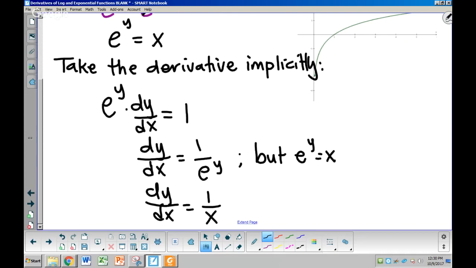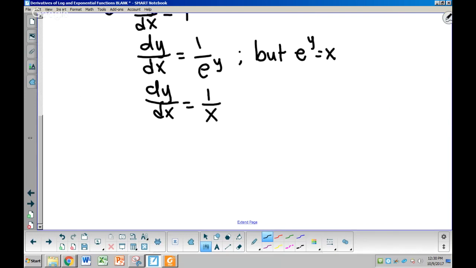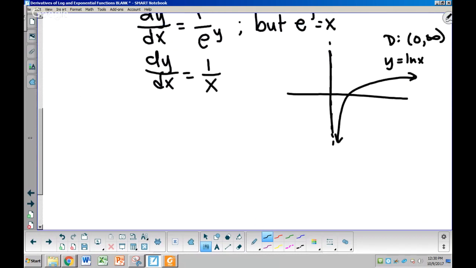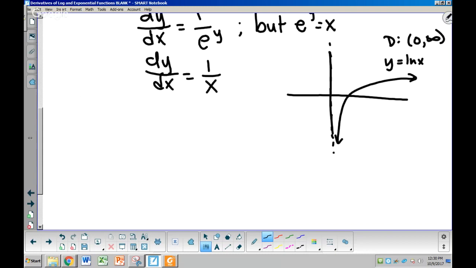Now, let's have a discussion here about the natural log graph. We know that it has a vertical asymptote at x equals 0, and then it looks like this. And what is its domain? That's right, 0 to infinity with parentheses. Now I'm going to graph its derivative. What's its derivative? It's 1 over x, isn't it? We remember what it looks like.